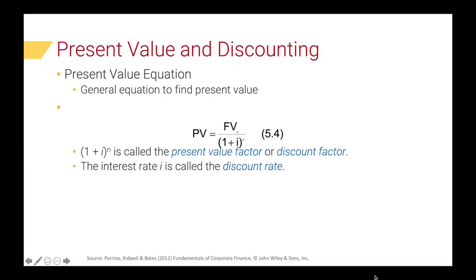Present value and discounting. The general equation to find present value is present value equals the future value divided by 1 plus the interest rate to the power of the period. 1 plus the interest rate to the power of the period is called the present value factor or discount factor. In discounting, the interest rate is called the discount rate.